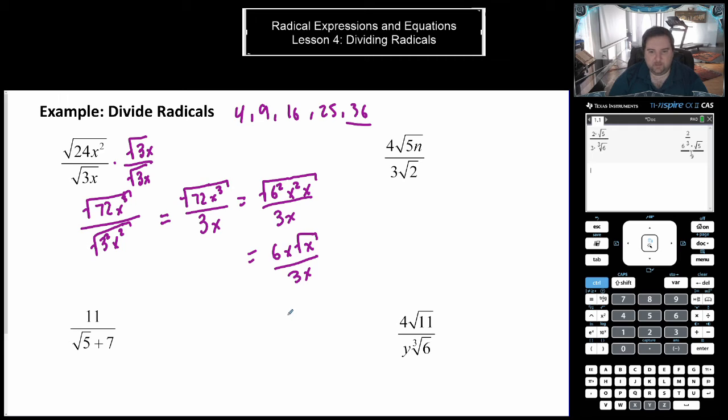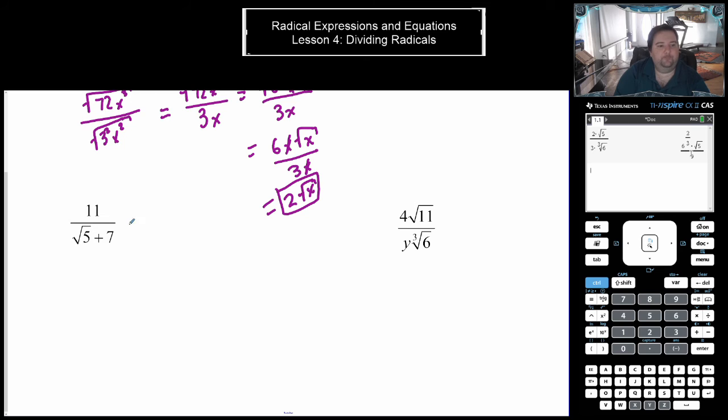Things just got even better because 6x divided by 3x is 2. The x's cancel out. 6 divided by 3 is 2. So our final answer is 2 root x. Wow. We got from this all the way to that. That's some simplifying. Okay.